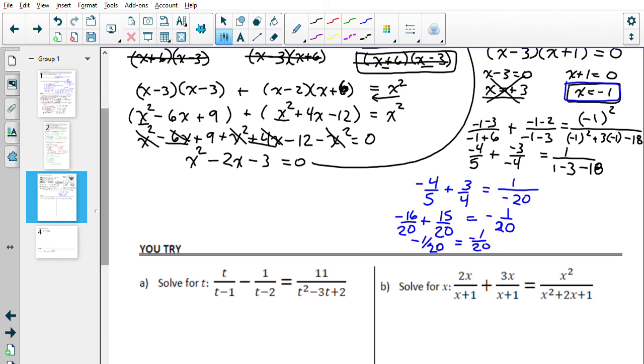So I'm going to want you to try each of the two equations that you see on the bottom. They're on the worksheet, the example sheet that you were given, and see if you can get those answers to work out. Good luck.